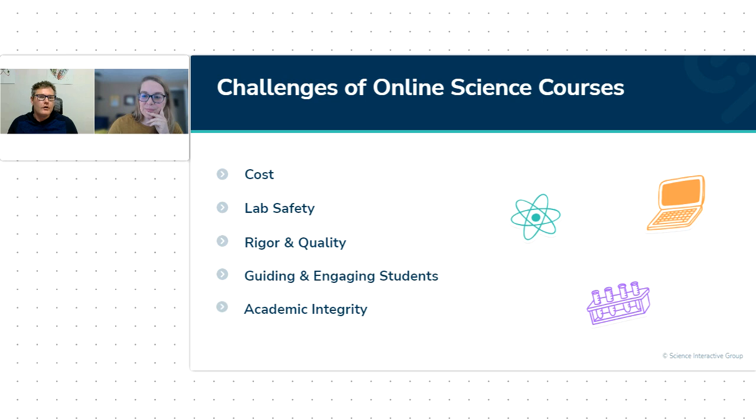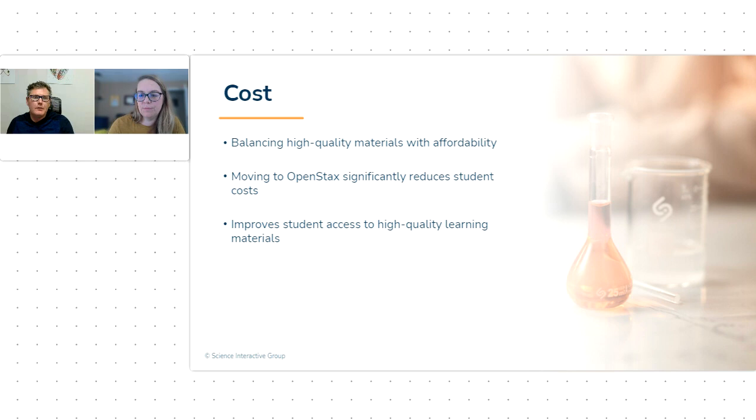I know we all, after teaching online, face challenges all the time. Some of those are primarily cost and especially lab safety, right? How do students perform labs that are high quality and rigorous, but in the safety of their own home, and do that appropriately? We've always worried about rigor and quality. That's especially important now with artificial intelligence and things like ChatGPT, and how all of that works together. I'll talk about how I navigate and guide students appropriately, and then finally wrap up with academic integrity.